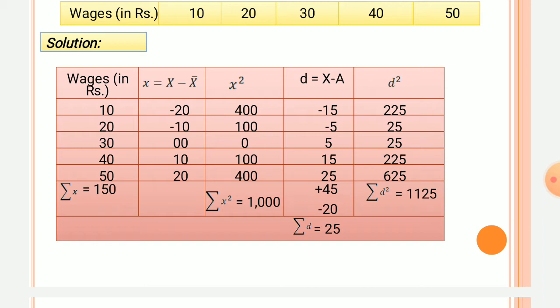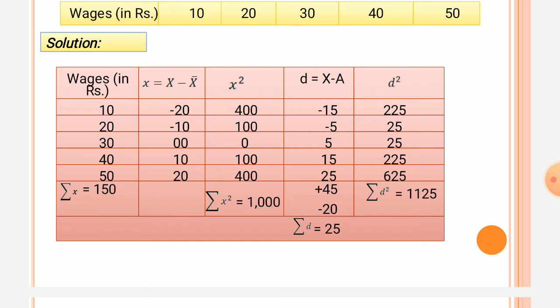Here we should consider both the positive as well as the negative signs, because this is standard deviation, but we ignore the sign in the case of problems on mean deviation. Now square x: minus 20 square, minus 20 into minus 20, is 400; minus 10 square is 100; 0; 10 square is 100; 20 square is 400.